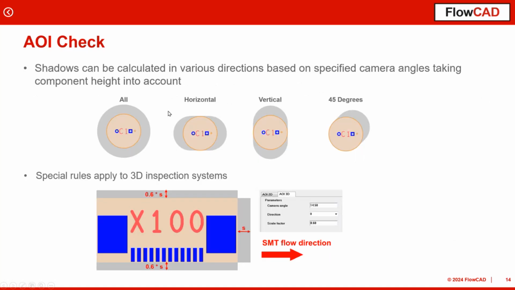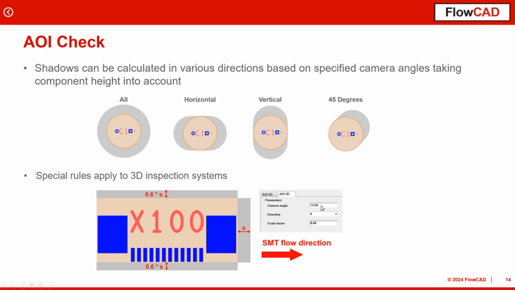And when it comes to shadow generation, the default parameter, the direction, is set to all. That means we generate the shadow in all directions. But if necessary, if you want to take into account the conveyor belt direction, you can even specify the shadow to be generated only in the horizontal direction or in the vertical direction, or even by specifying a certain angle. So if you're not sure what the conveyor belt direction is for your board, set the value to all, right?